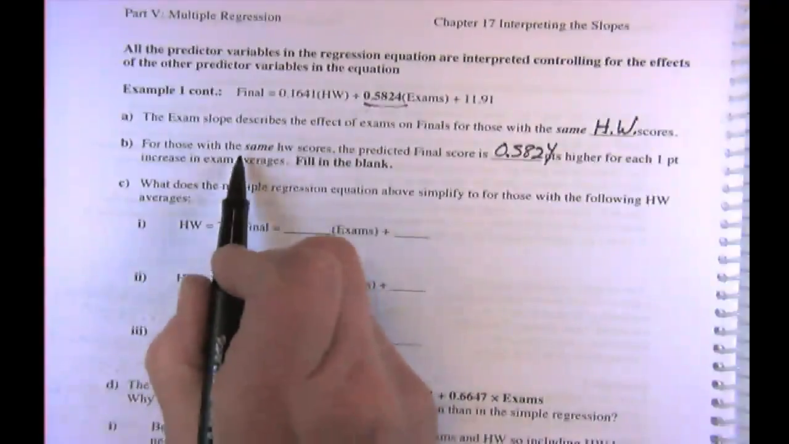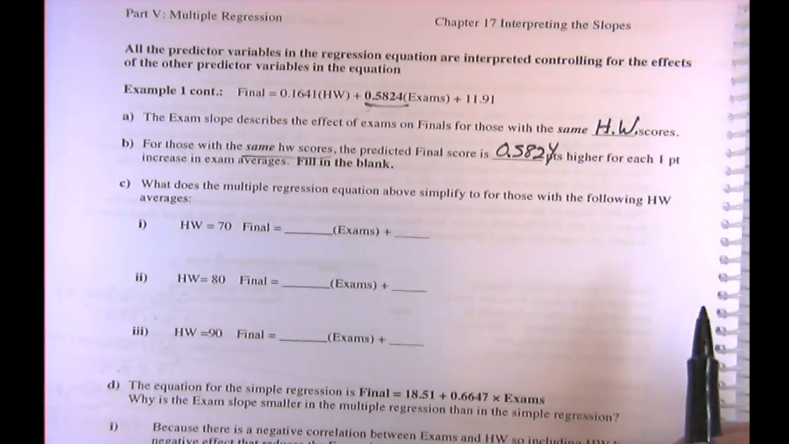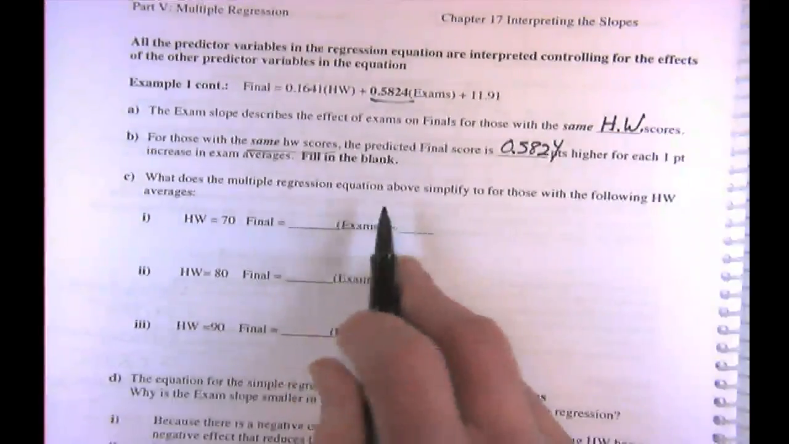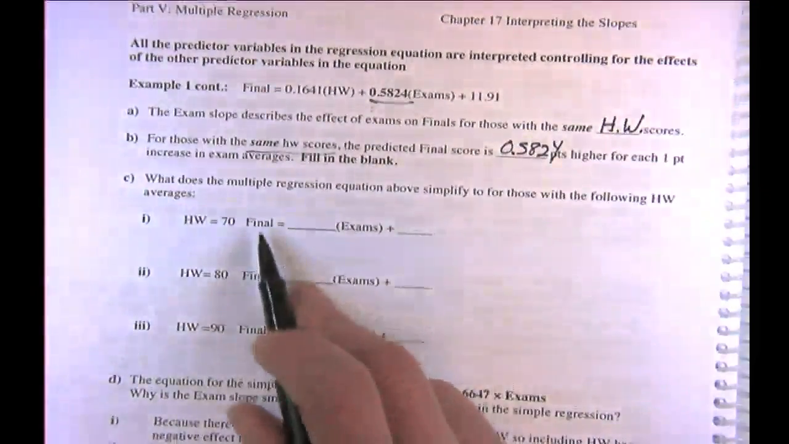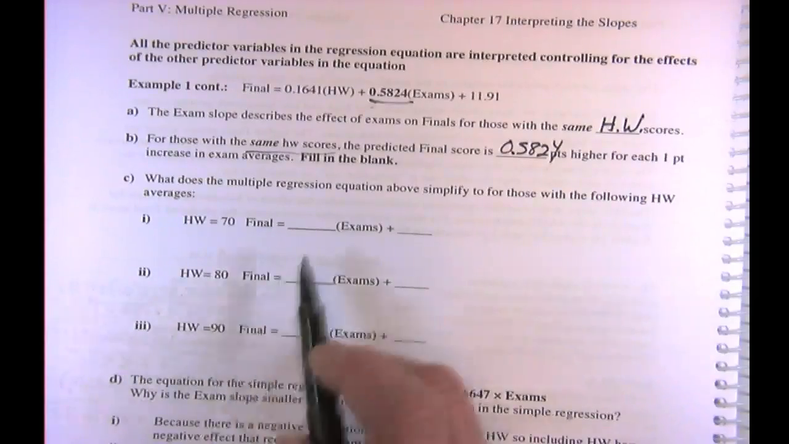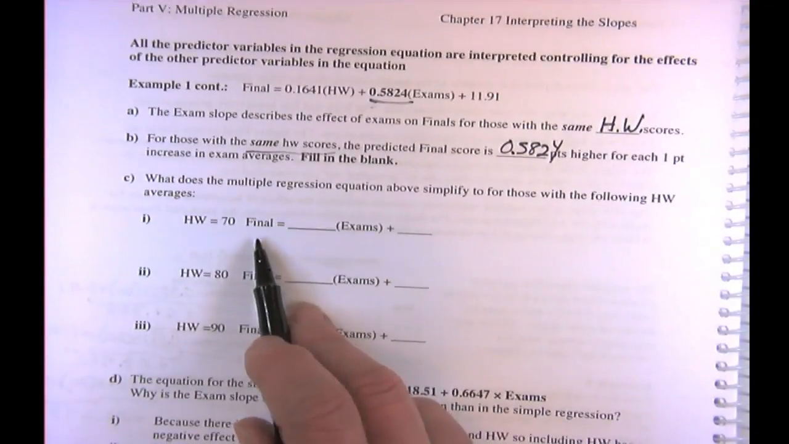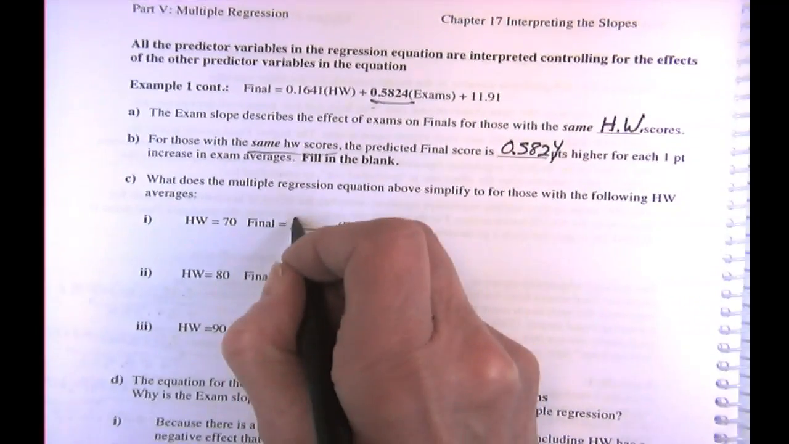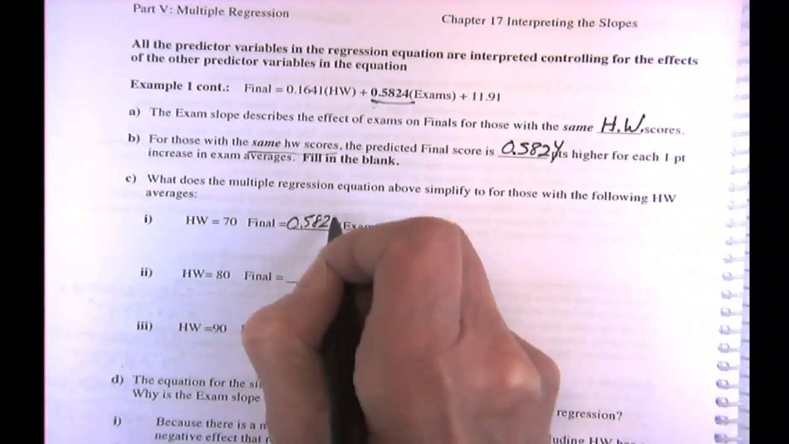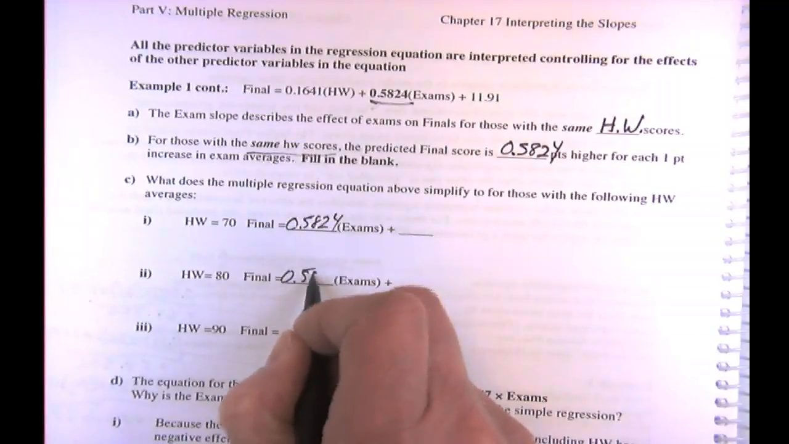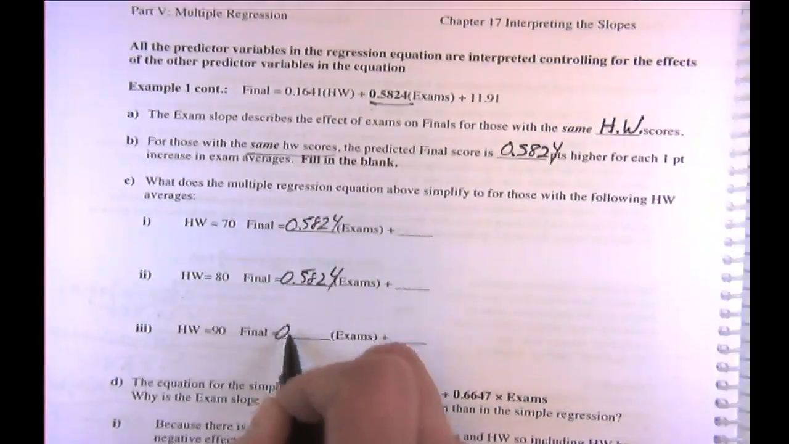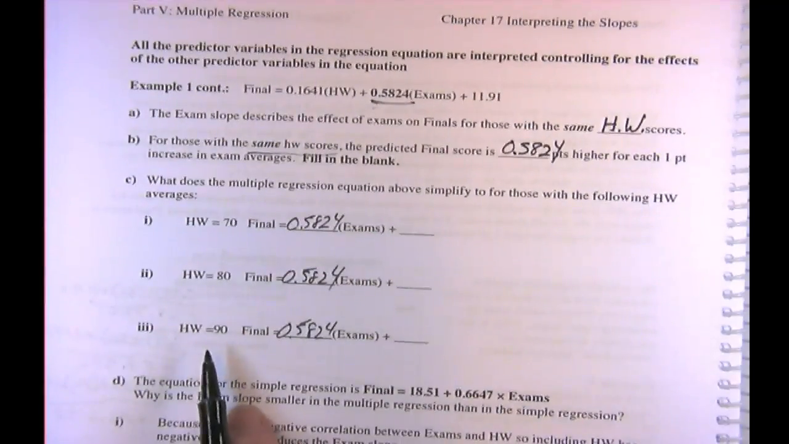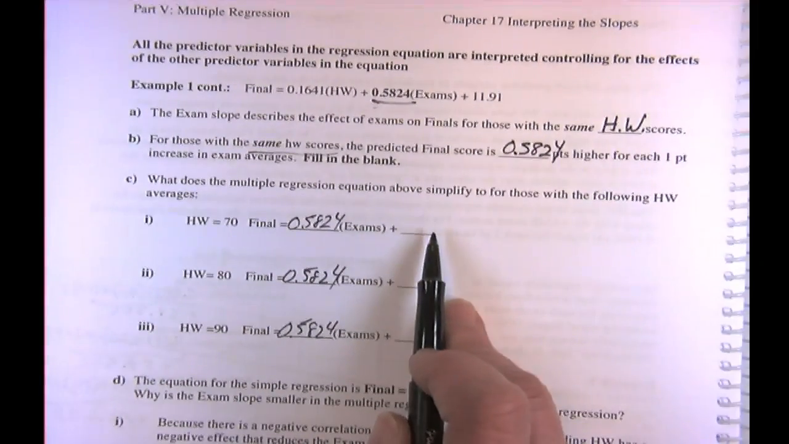Okay, but it's for people with the same homework. All right, so we can just simplify this for different homeworks, right? So we look at this equation, and if we put in different homeworks, well, first of all, here's our slope, 0.5824. It doesn't change. And then how does it change for different homeworks? Well, that's going to change the intercept here.